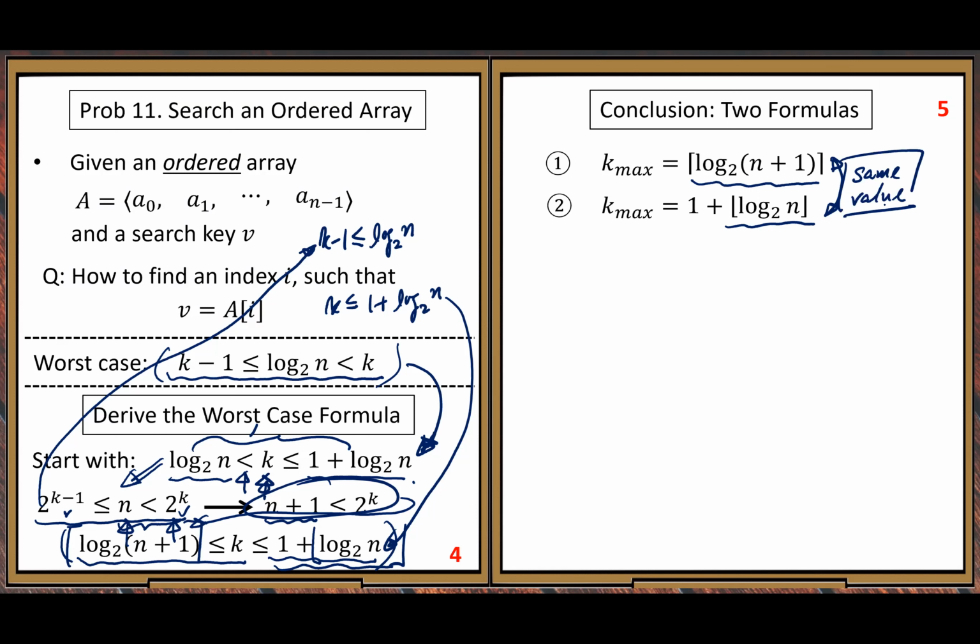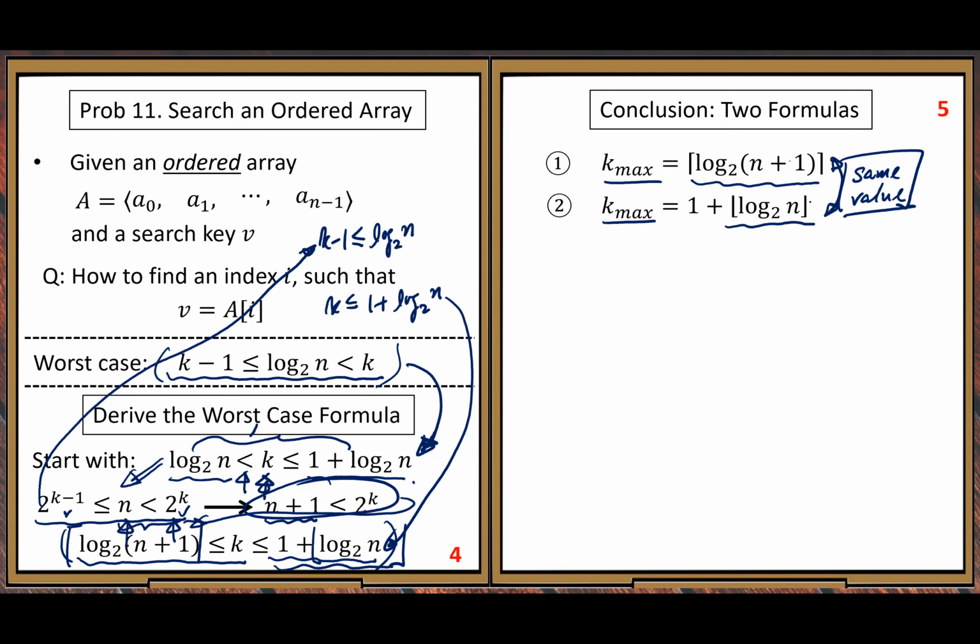Same value. Because we know there is only one integer, k max, between the upper bound and the lower bound. Now we have two different expressions for this unique integer covered by that interval, right? So they should be the same.